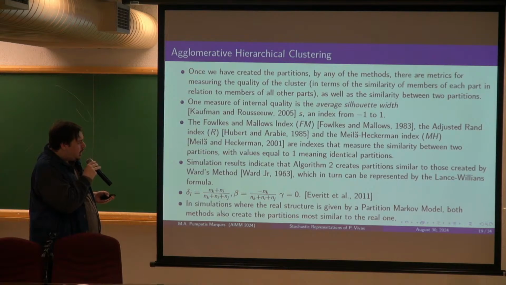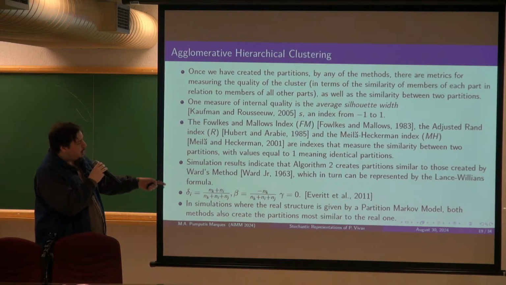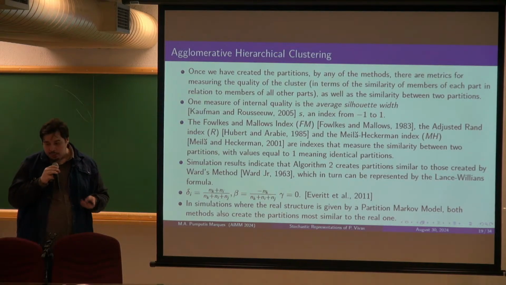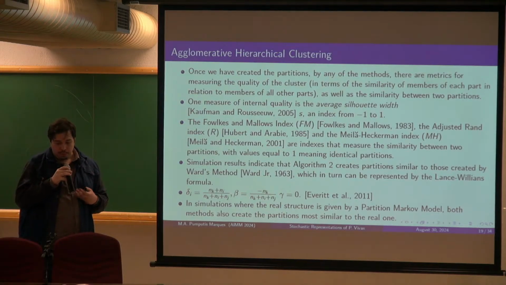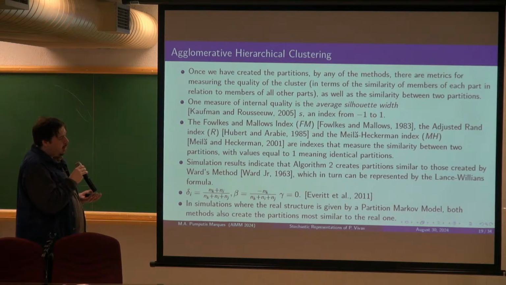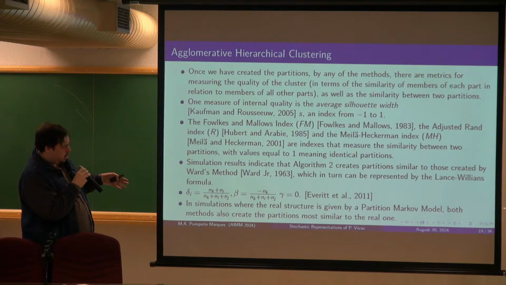We have conducted simulation studies, right? And the idea is that the partitions created by algorithm 2 are the most similar among the traditional cluster methods to the partitions created by Ward's method. And Ward's method can be represented by the Lance-Williams formula, and these are the parameters, right? And also in the same simulation studies, we have seen that the two best methods for recovering an original structure that was a partition model were exactly Ward's method and algorithm 2. Right? But of course, these are simulations that assume that the real model is a partition model.